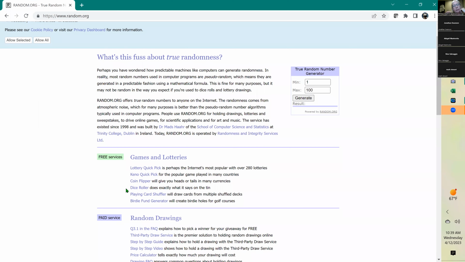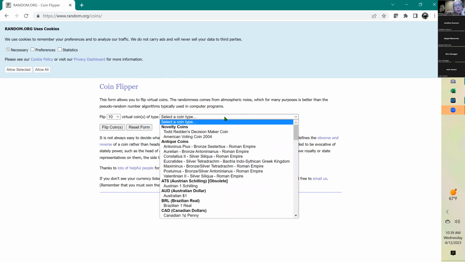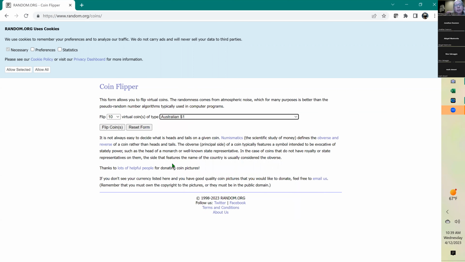So notice right here, it says games. We want the coin flipper. You can pick, well, we're going to flip 2 coins. Well, no, we said 10 to start with, huh? 10. And then you can pick different coins. I'm trying to remember. I think these ones were kind of small. I don't want them too big because, well, you'll see.